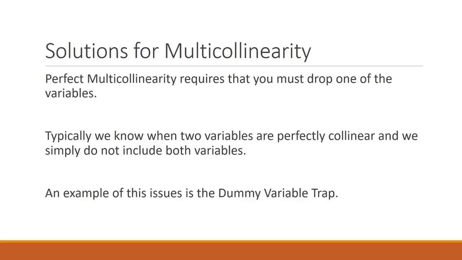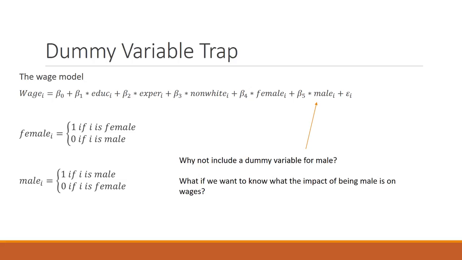Perfect multicollinearity requires that you must drop one of the collinear variables. Typically, we know when two variables are perfectly collinear, and we simply do not include both variables. An example of this is called the dummy variable trap. I talked about it briefly in the last lecture, and I'm going to demo it in Stata later. So let's take a standard example of a dummy variable trap.